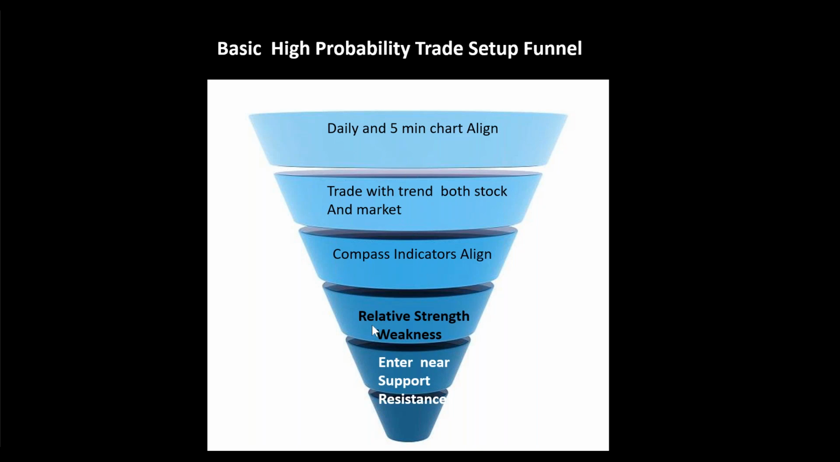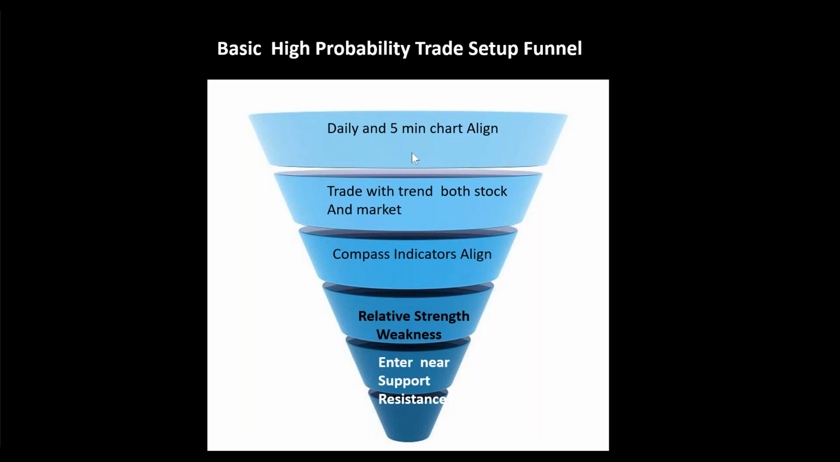Then you want to trade relative strength and relative weakness. This also increases your edge because you're trading a stock that's outperforming or underperforming the market. And then you want to enter near support or near resistance. So for example, if you want to go long, wait for the stock to pull back to a support level, bounce off the support level, confirm that it's back into the original trend, and enter.